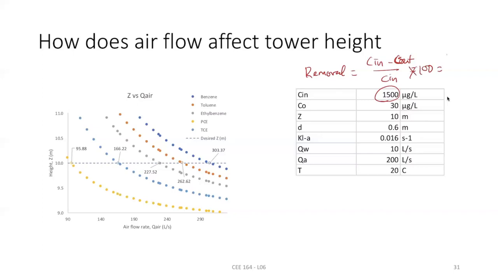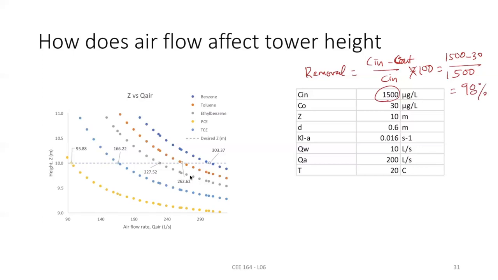by C in, how much percentage you remove, times 100. So in this case, it will be 1500 minus 30 divided by 1500. So that will be the amount removed, 1470 divided by 1500. So that would be 98%. Okay, so that means you are removing 98% of the pollutants coming in.